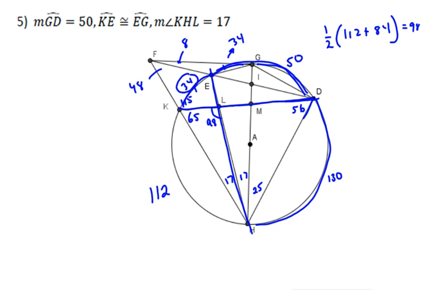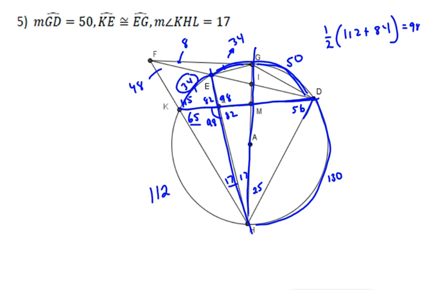You could have also found that by taking 65 and 17 and subtracting from 180. If that's 98, then this one is 82. And 98 here, and 82. And then if you want to find out EIM or GID or any of the angles in that, you just do the same thing we just did, which is to subtract, add arcs and divide by 2.